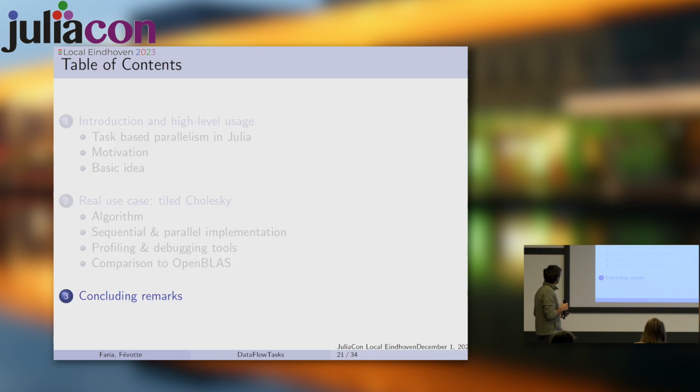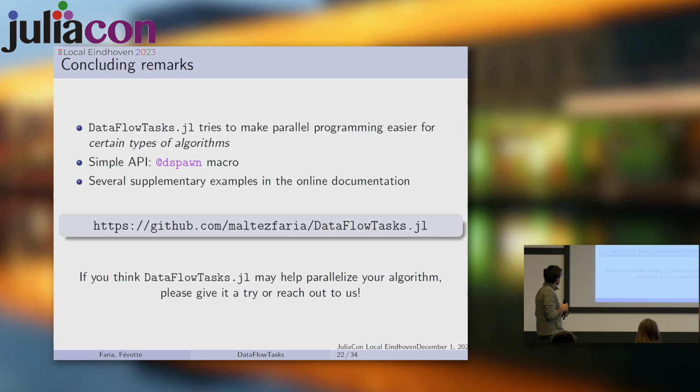And I think that is the end. So some concluding remarks.